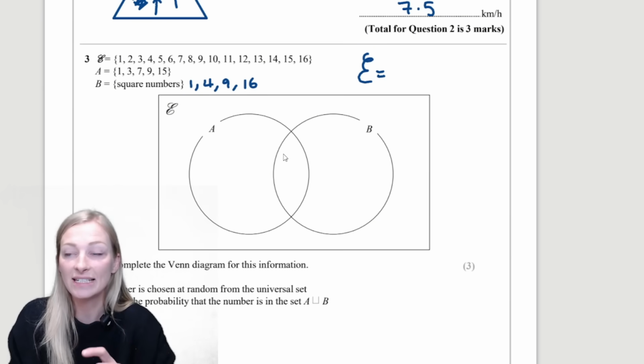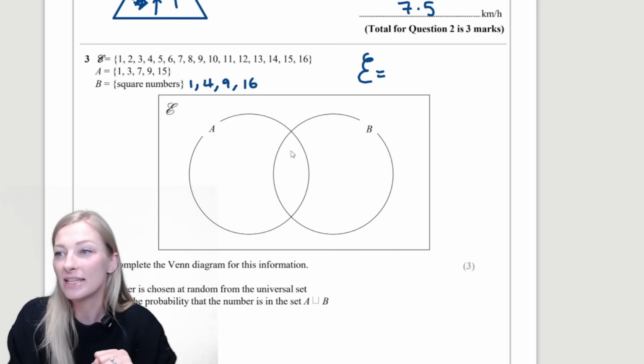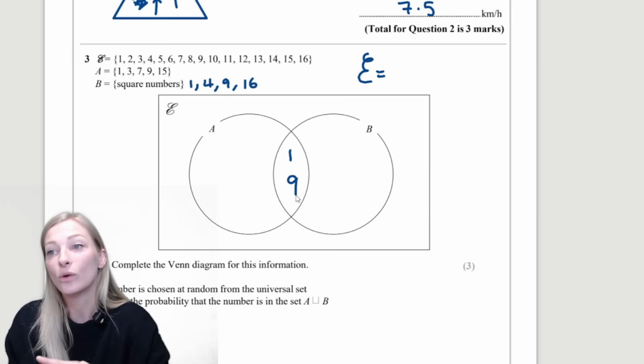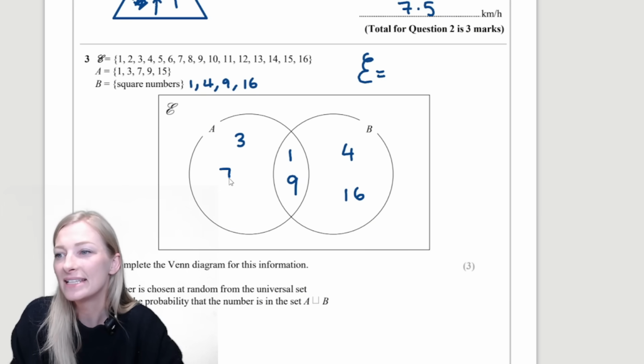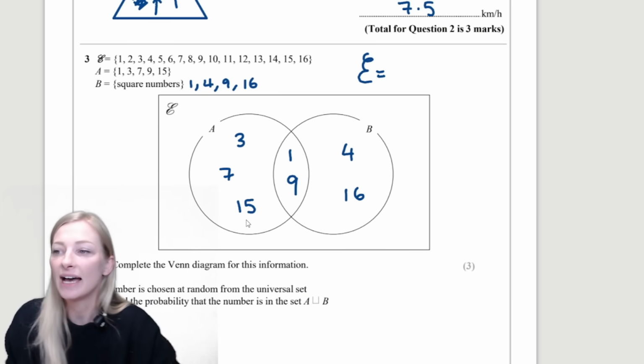First, we're going to check the intersection, any values that are in both A and B, and we can see that both 1 and 9 are within set A and also within set B. I'm left with 4 and 16 out here, and I'm left with 3, 7, and 15 out here.